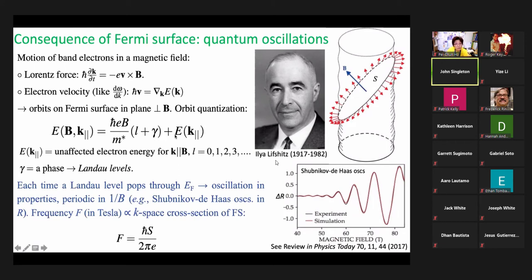They're called Landau levels. And even though they're called Landau levels, the person who worked out most of the theory is this guy here, Ilya Lifshitz. And we'll hear his name quite a bit more as we go through this talk. So every time a Landau level pops through the Fermi energy, we get an oscillation in properties like this oscillation in the resistance here of a high temperature superconductor. And these oscillations are periodic in 1 over magnetic field.